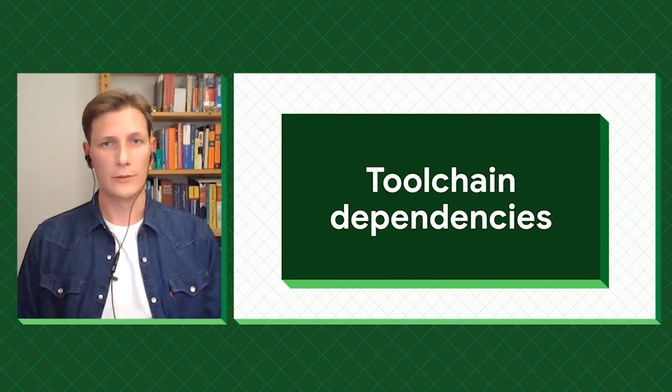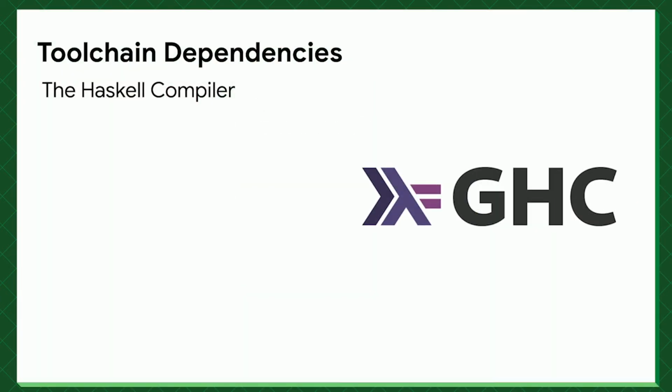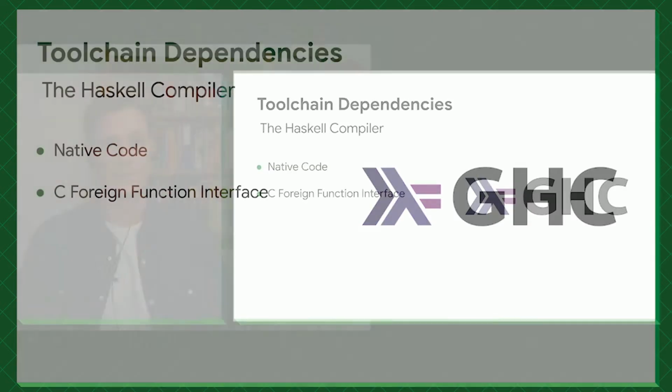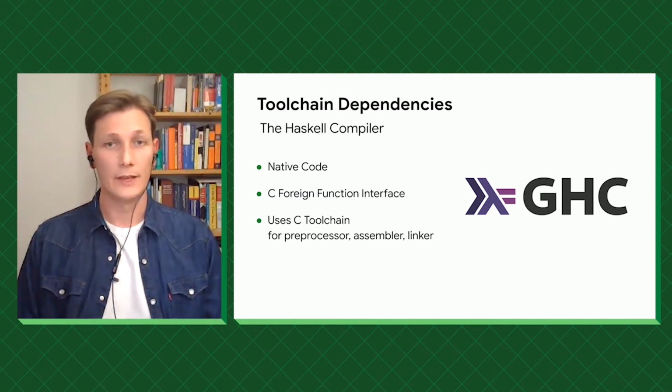Let's start with a brief overview of the Glasgow Haskell compiler, GHC. GHC compiles Haskell programs to native code. Haskell can link C code and vice versa thanks to a C foreign function interface. And GHC uses the C toolchain in its compilation pipeline for preprocessing, generating native code, and linking, meaning the Haskell compiler depends on a C toolchain.